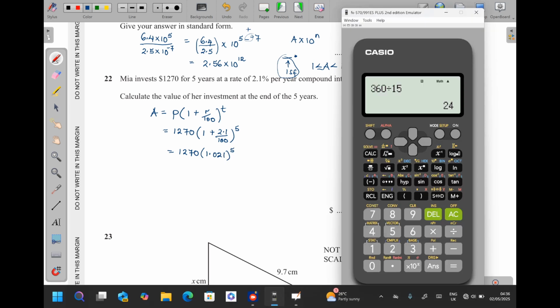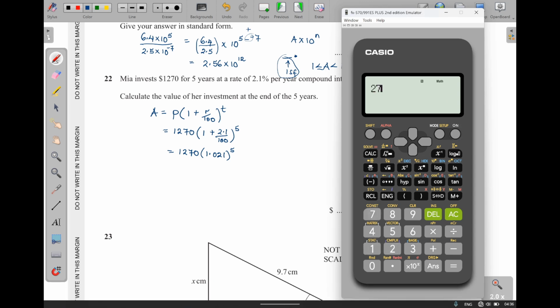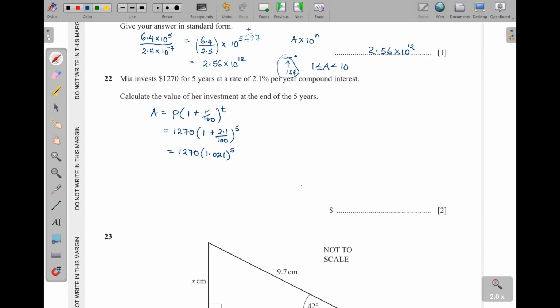Then you can put that in the column and we get 1270, then into 1.021, then to the power of 5. And this one will be 1409, and the rest of those figures. So you can write your answer as 1409, or we can write 1409.07. Okay, 1409.07 to 2 decimal places, because usually for these answers in dollars we put 2 decimal places.